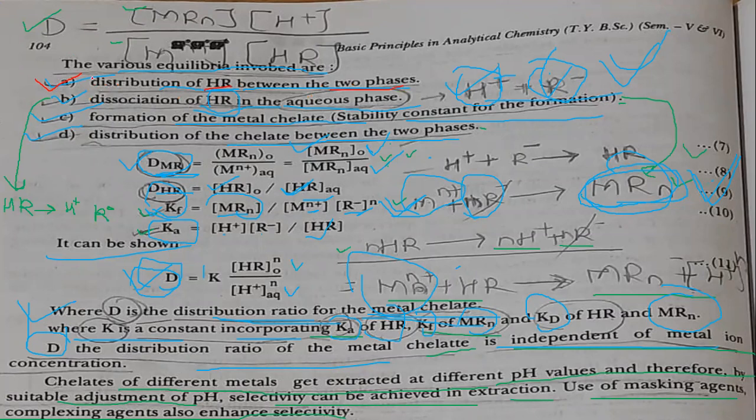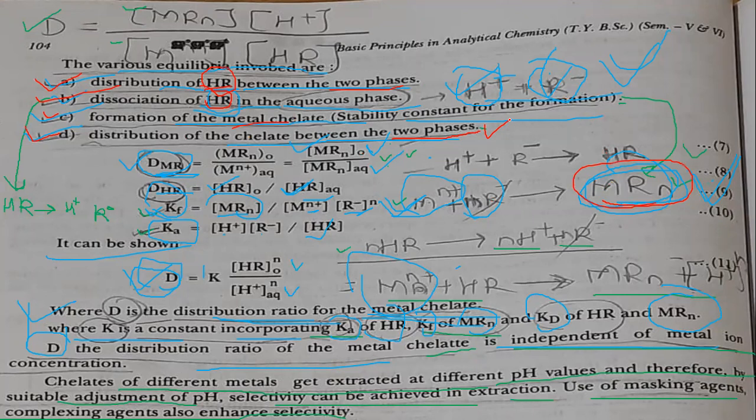Then what happens is this HR gets distributed between the aqueous phase and the organic phase. Then it dissociates in the aqueous phase as H plus and R minus. Then formation of the metal chelate, in what form? Mn plus and R minus form MRN. Here it is. Then distribution of the chelate between two phases. Now the chelate has gone into two phases; some concentration is in the aqueous phase, some in the organic phase.